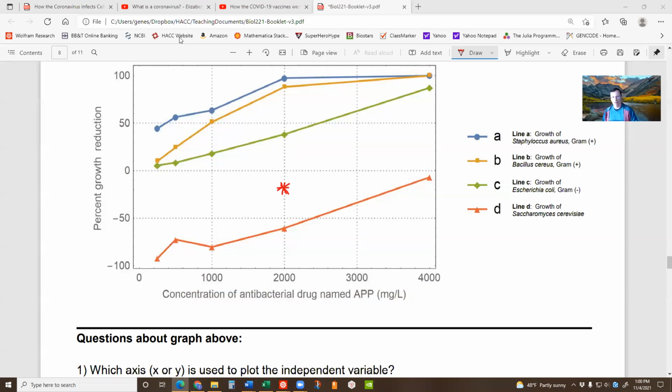Okay, so let me come back in the chat window for Falashadi. For question number 9, did you mean 4,000 for both? I meant 2,000 for Staph aureus and 4,000 for Bacillus cereus, I guess.